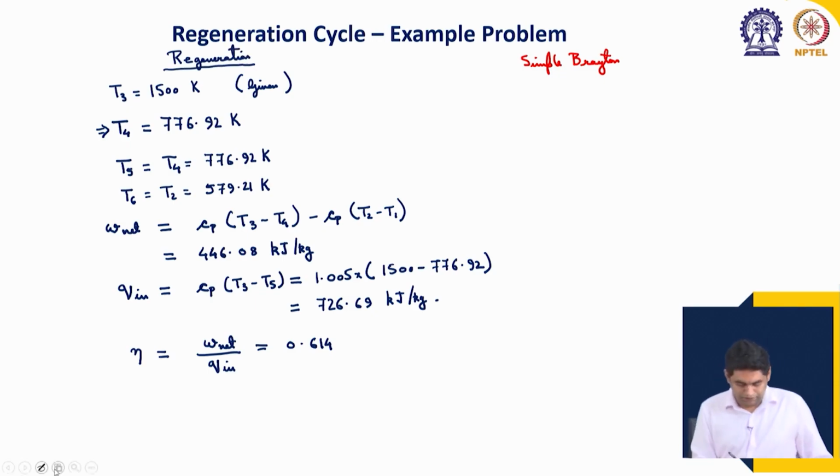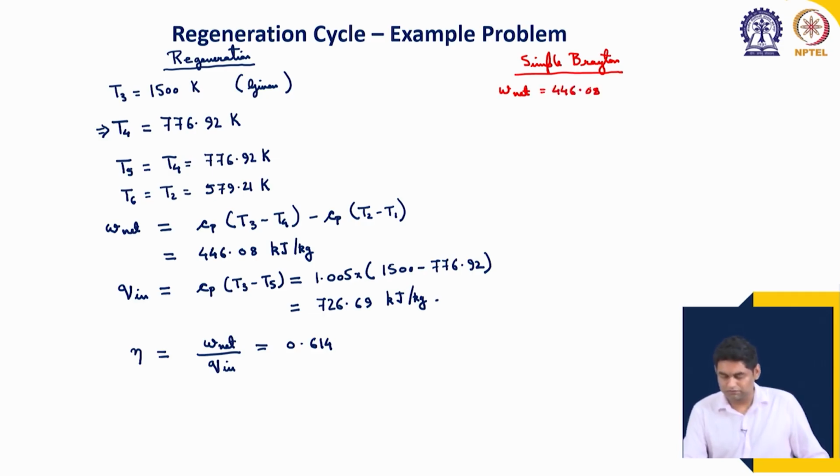So, for the simple Brayton cycle, it is the same, W net is the same, 446, which we expect directly. We could also have stated it, but because this is the first problem, we have gone through the calculations for this.